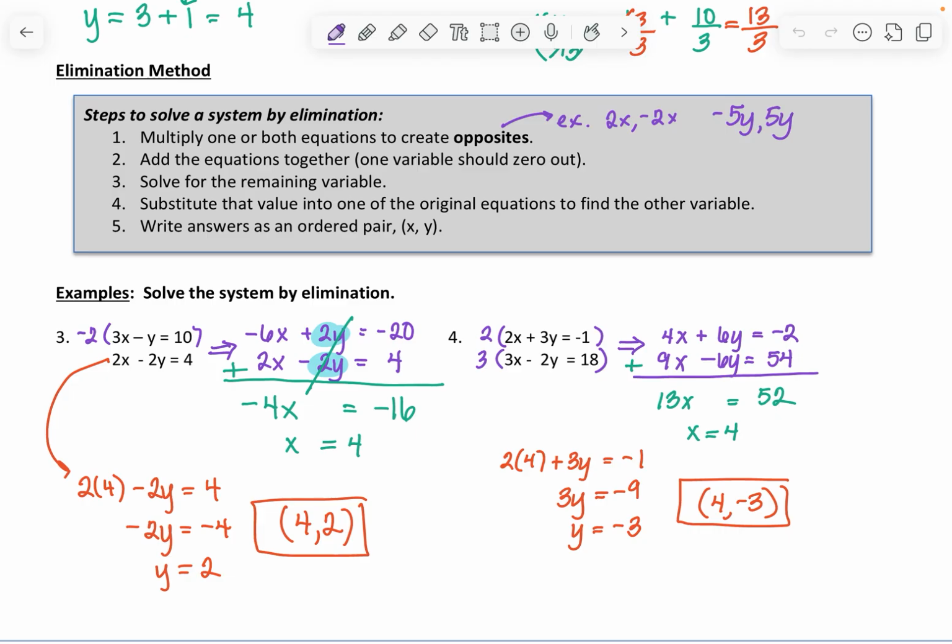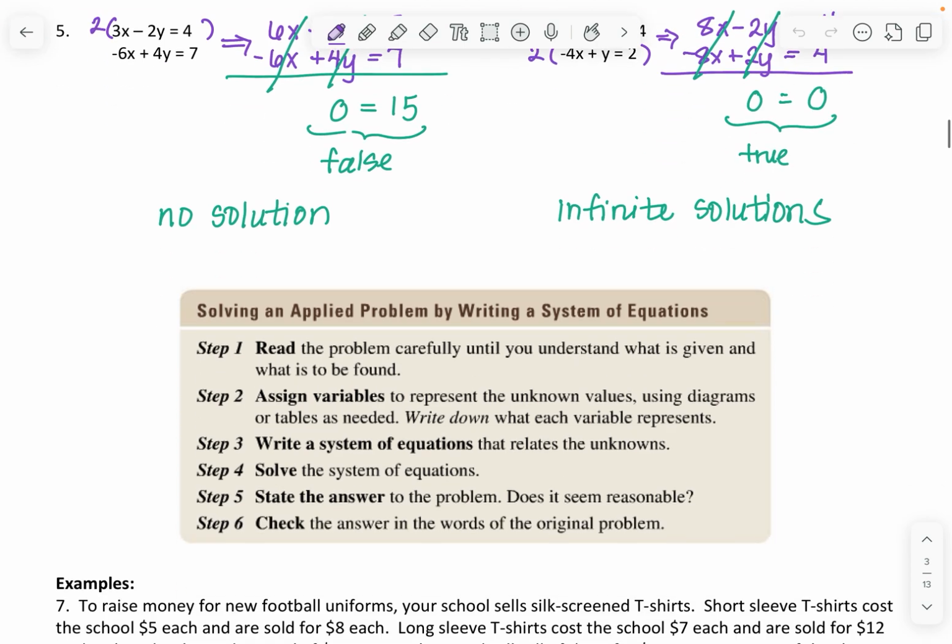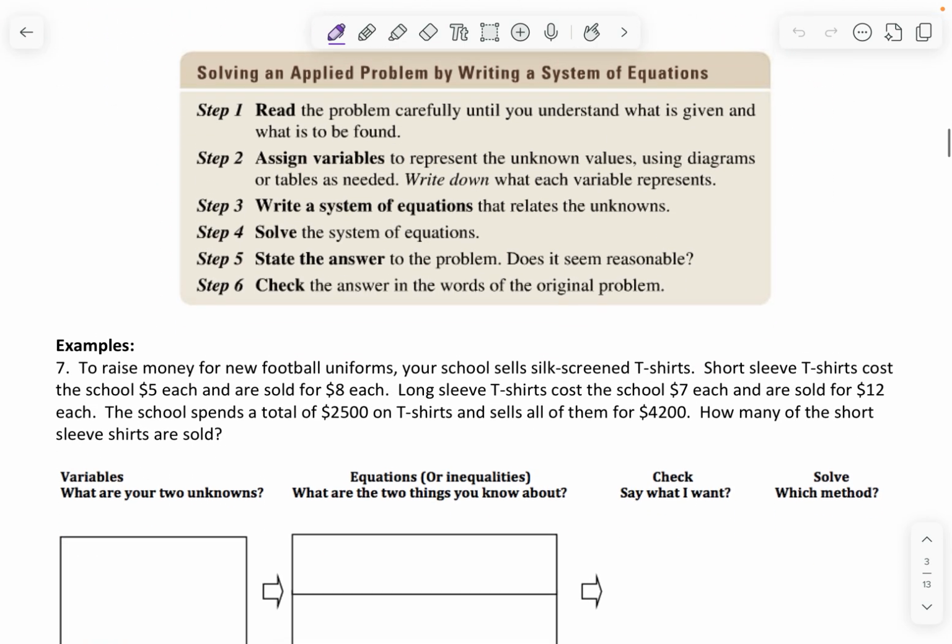If you were not here on those days, make sure you go back and get those notes before you complete this part, okay? Anytime you're solving an applied problem, where you're looking at a word problem or something like that, these steps are always going to be a good reference point. Step one is obviously to read the problem carefully. Make sure you understand what is given and what is to be found. What is the question and what is the unknown, okay?